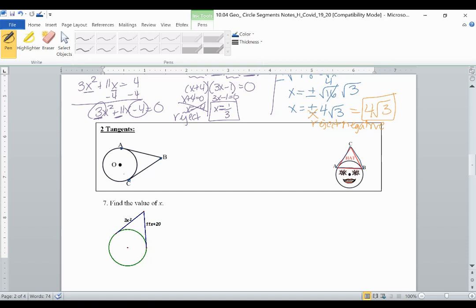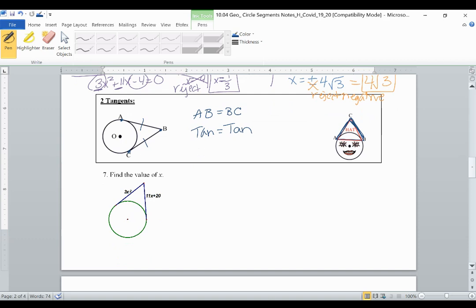Party hat sits on straight. Think of these sides of your party hat as always going to be the same. So with the tangent rule, the 2 tangents will always be equal. So the length of AB will equal the length of BC. So your tangent will equal your tangent. So pretty straightforward rule to follow. The hard part is keeping all these straight and remembering what they are.